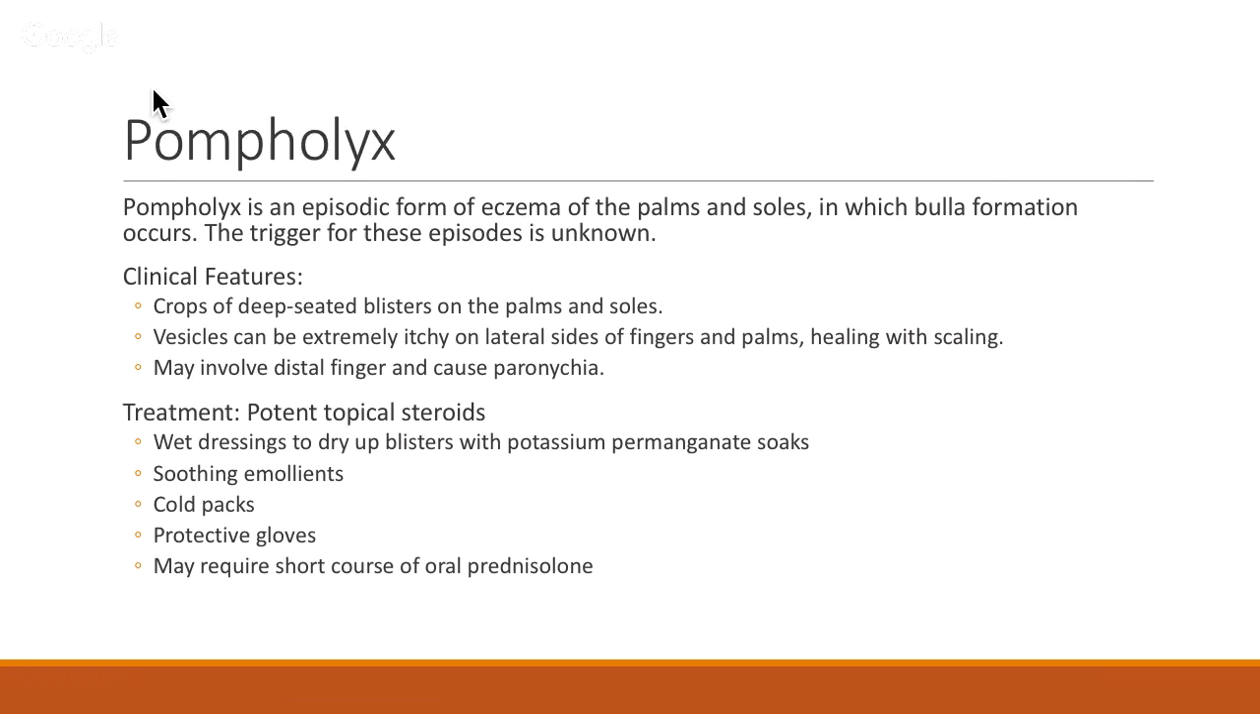So you've got these crops of deep-seated blisters on the palms and soles. Vesicles are extremely itchy on the lateral sides of the fingers and palms. The heel is scaling. May involve the distal finger and cause paronychia, which is essentially an infection around the nail bed. Treatment, so again, potent topical steroids. You just want to try to reduce the flare as quickly as possible. And similar to the other ones, you would use wet dressings, emollients, cold packs, protective gloves. You should probably tell them to keep the hands protected for 3 months or so afterwards, so that their skin can fully recover.